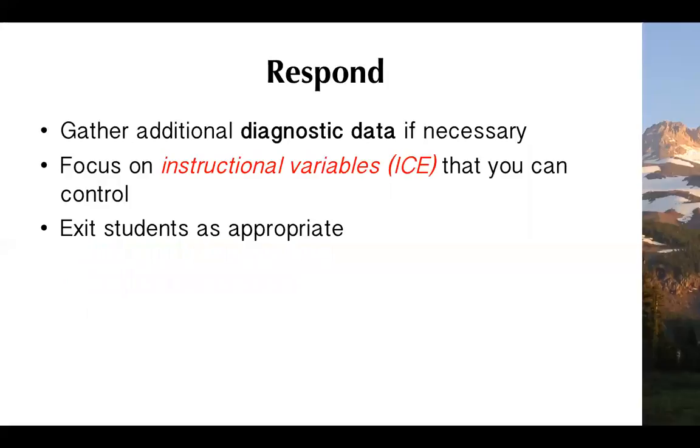And then we start to think about how we're going to respond. So again, that diagnostic data may be necessary, but then we might start to look at those instructional variables. Remember, those instructional variables are, we go to that acronym of ICE: instruction, curriculum, and environment. So those are the things that we can control and to be able to help. And then don't forget, exiting students might also be an appropriate response as well.